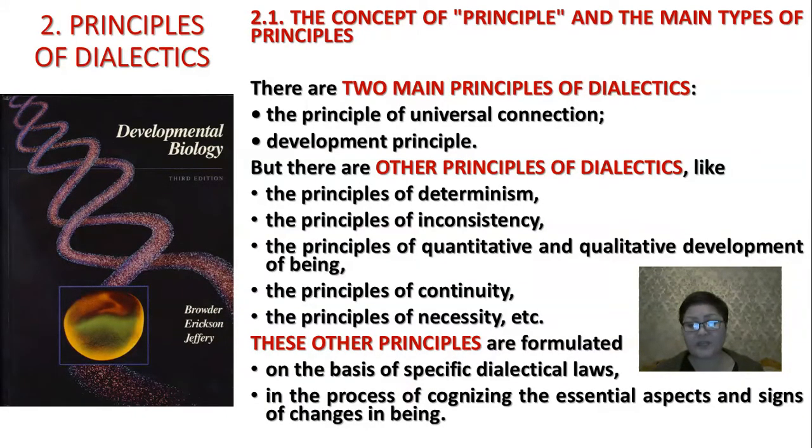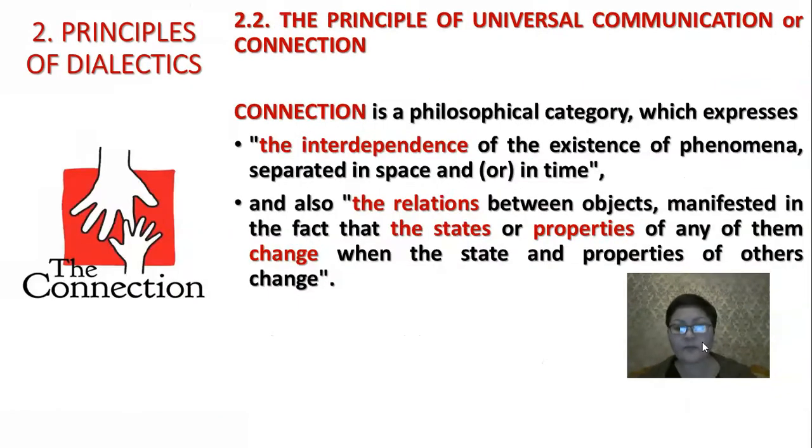But there are other principles of dialectics, like the principle of determinism, the principle of inconsistency, the principles of quantitative and qualitative development of being, the principle of continuity, the principle of necessity, etc. These other principles are formulated on the basis of specific dialectical laws in the process of cognizing the essential aspects and signs of change in being. So above I told you there are two main and important principles of dialectics. The first is the principle of universal connection and the second is the development principle.